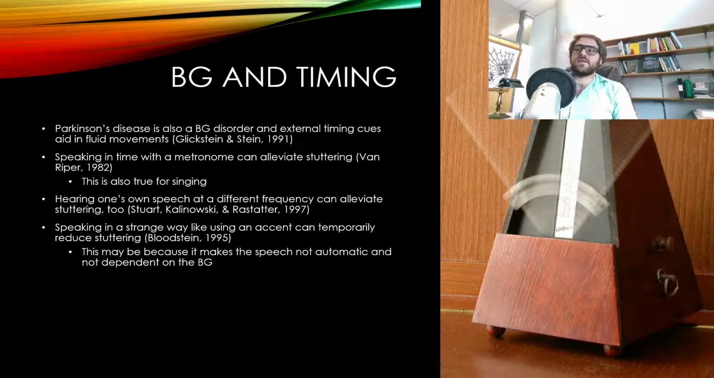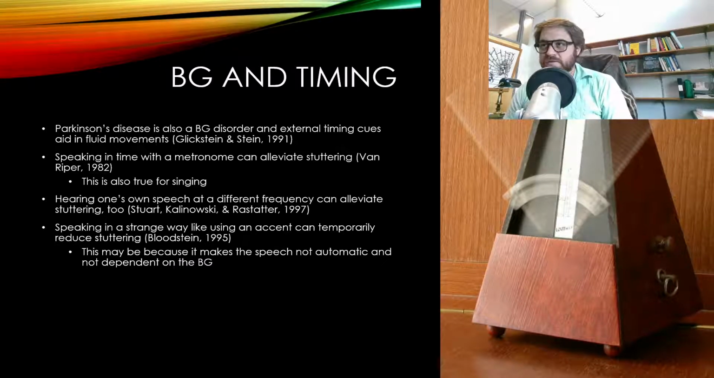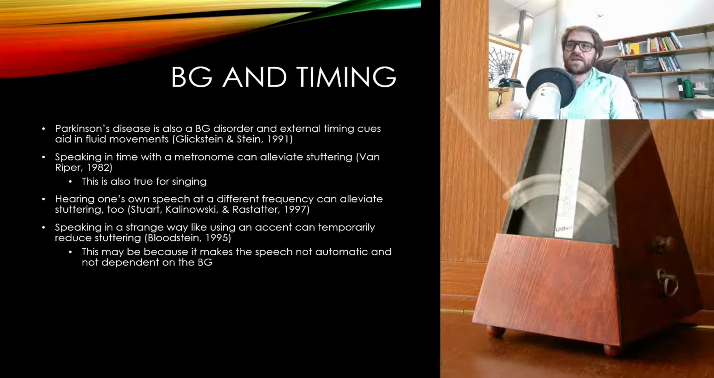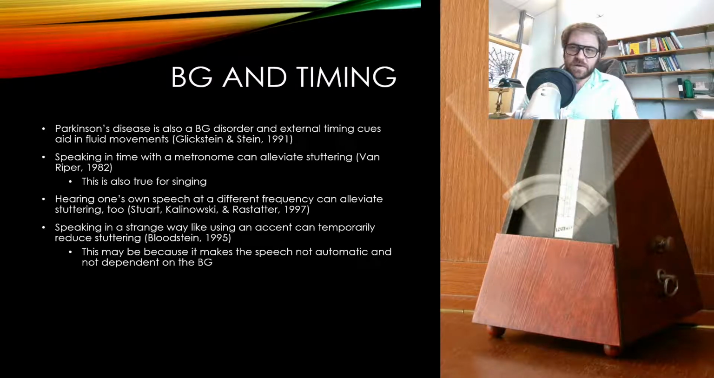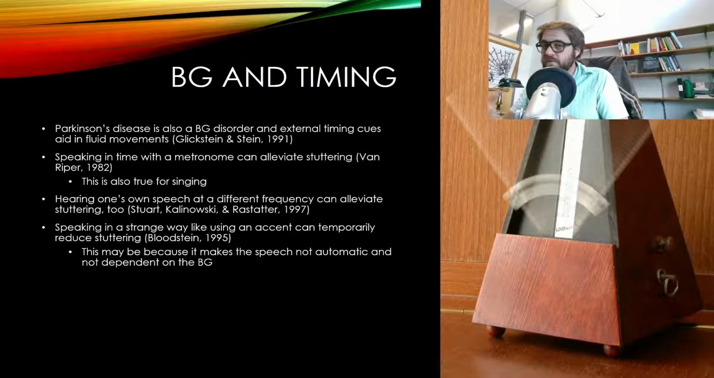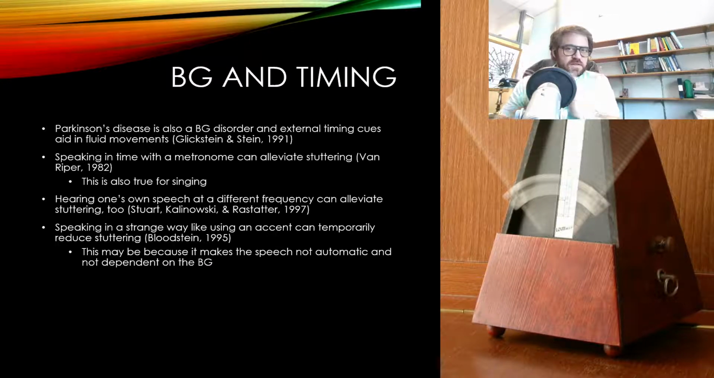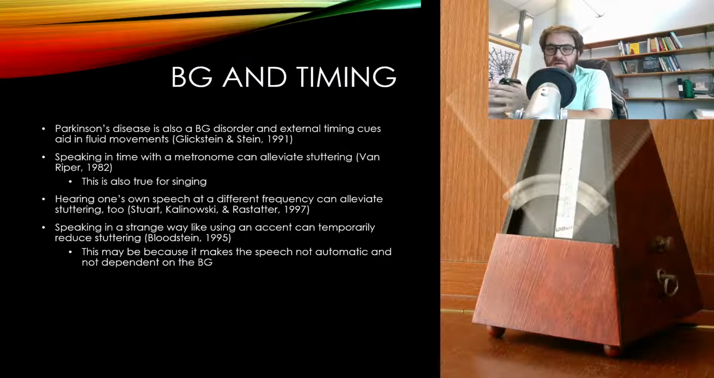Parkinson's disease is another disease that affects the basal ganglia, and external timing cues can help people with Parkinson's be a little bit more fluid with their movements. So something like, they're trying to walk and they're a little stiff, throwing an umbrella on the floor that they have to step over can actually improve the fluidity of their movements. So this means that the timing gets a little screwed up and they can actually perform better in that task.